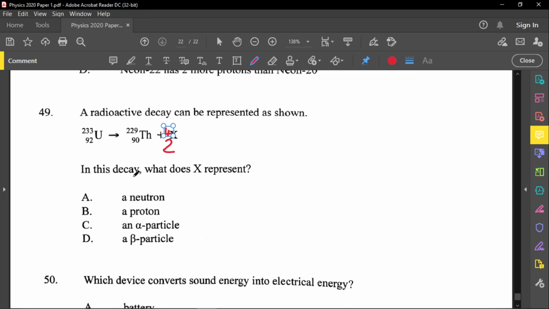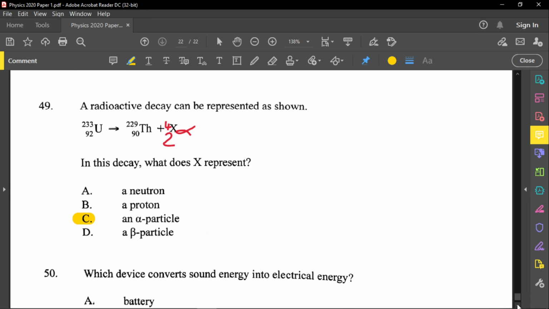So what does X represent? To find this out, you need to remember that a mass number of 4 and a proton number of 2 is an alpha particle. So this will be our alpha particle right here. So 49 is C. That is our alpha particle, with a mass number of 4 and a proton number of 2.